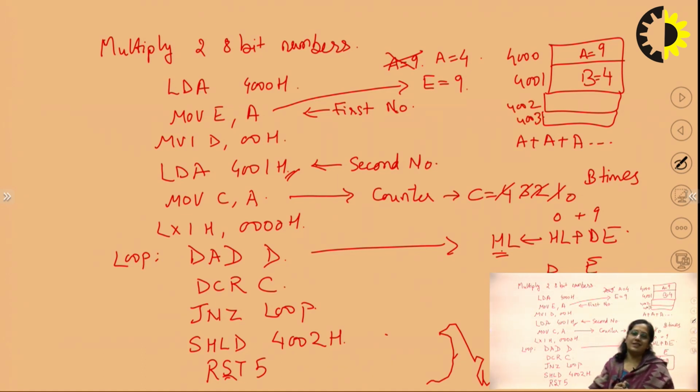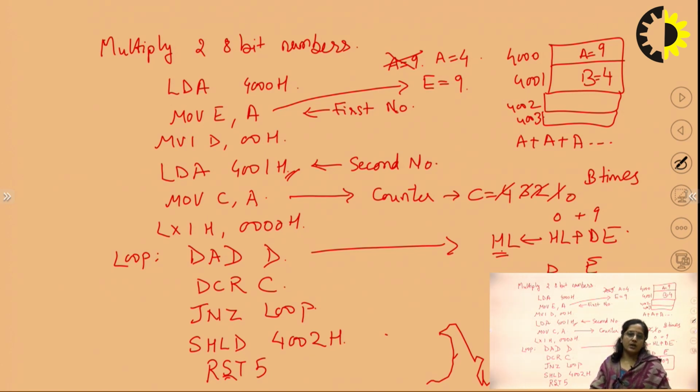Why we use this DAD instruction? Because we see that whenever we multiply two 8-bit numbers, the result will be greater than 8-bit. So result may be in the range of 16-bit. So we use HL pair and DE pair for addition of greater than 8-bit numbers.